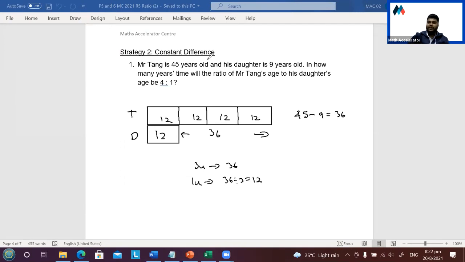So what's the question asking? In how many years' time? So currently your daughter is 9 years old, right? So in how many years' time will her father's age be 4 times that of hers? You just take 12 minus the current age. So the answer is 3 years' time. So in 3 years' time, the dad will be 48 and the daughter will be 12, okay? 4 times 12 will be 48. So therefore it's 4 to 1, right?